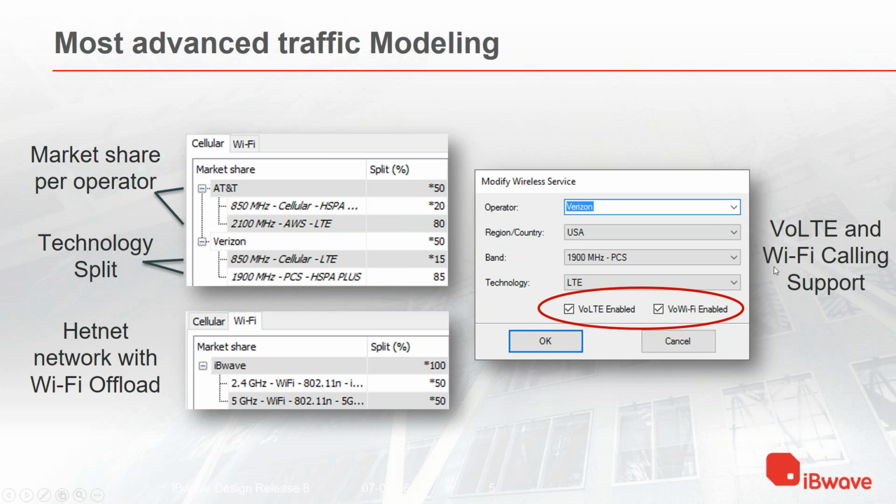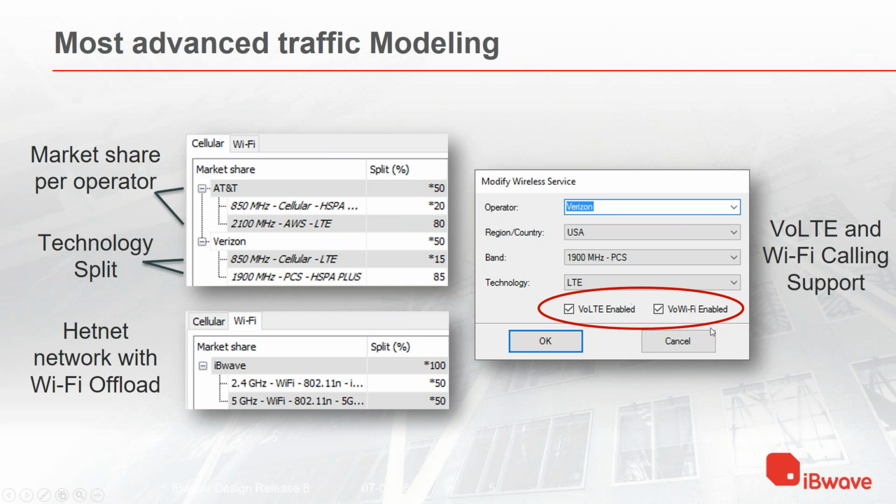On top of that, also aligned with the HetNet mentality, now we have a full modeling of VoLTE and voice over Wi-Fi. So for each LTE service, you can also define if that service provides support for VoLTE. In that case, every voice communication will go on LTE. If it's not supported, then it will be routed to the 3G service for that same network operator.